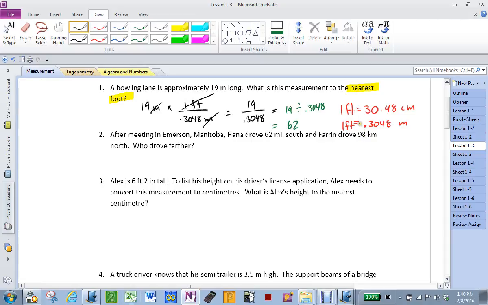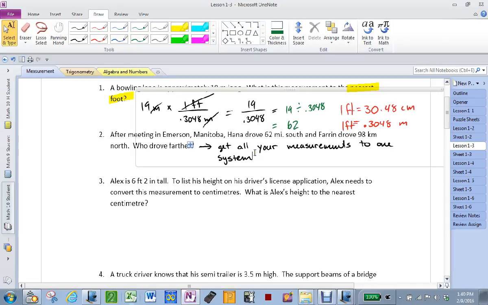I can, can't I? So what is the point I'm trying to make with this question? When in doubt, get all your measurements to one system. If you change everything to one, you can always compare, can't you? Now, how many systems are there? How many measurement systems do we have? 2, metric or SI or imperial, correct?